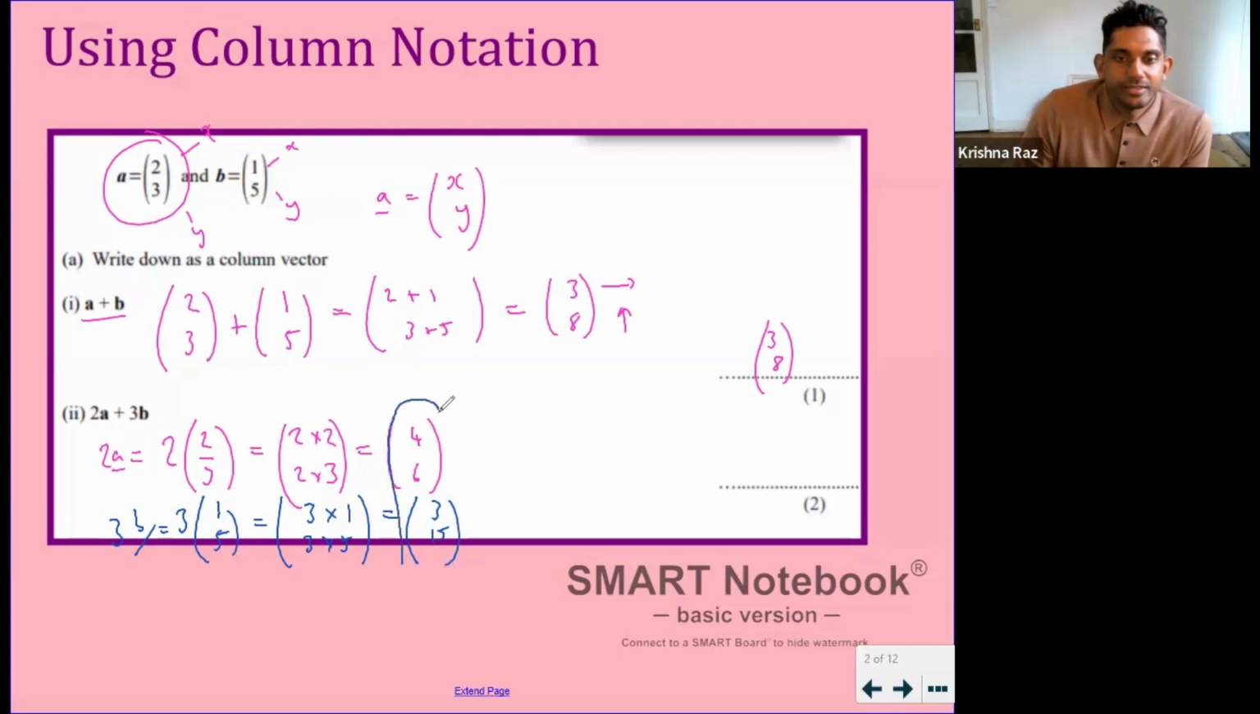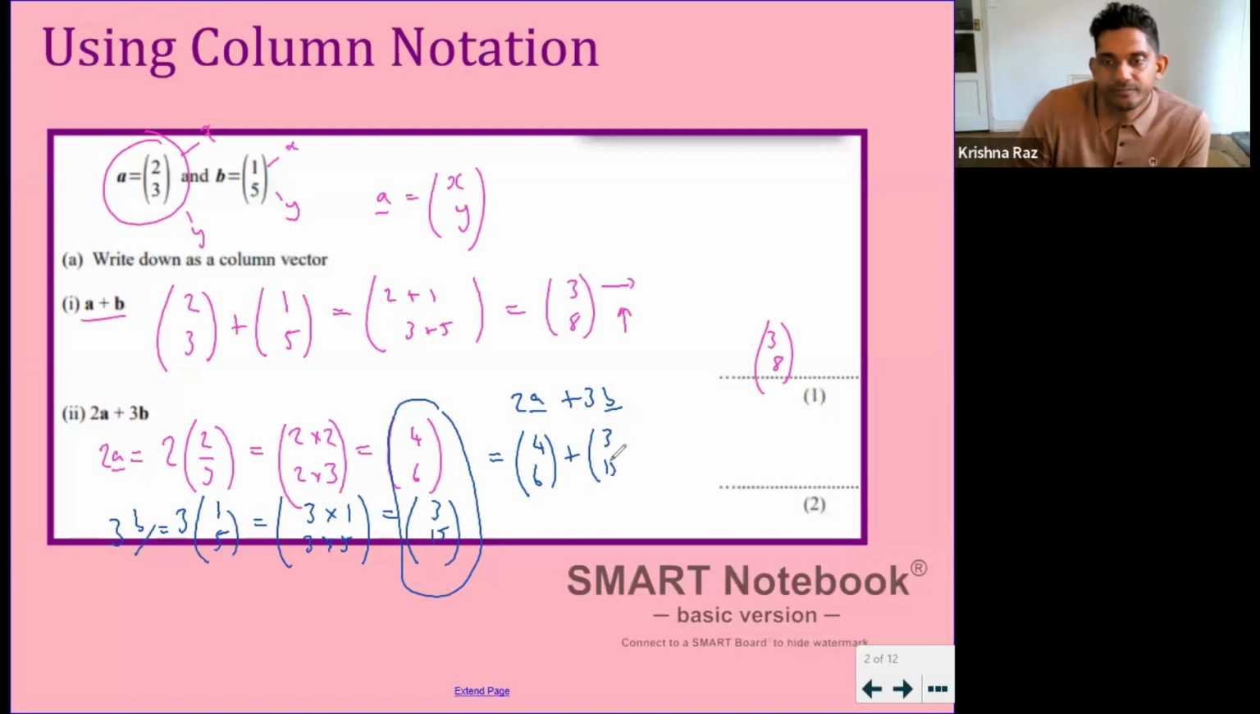We now have to add these two together. So 2a plus 3b is equal to (4, 6) plus (3, 15). We add the x's together and we add the y's together, so we end up with the vector (7, 21).